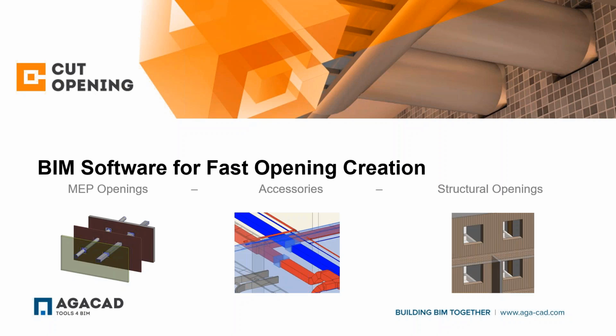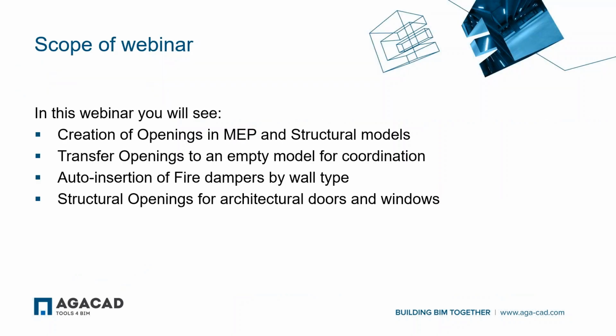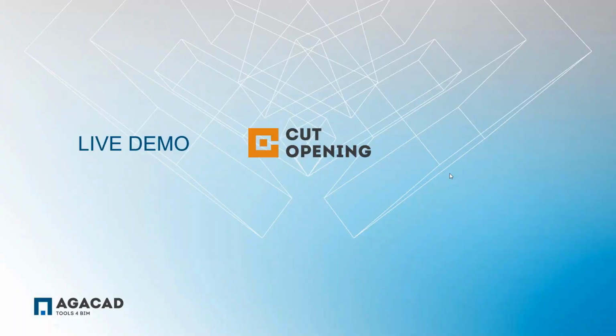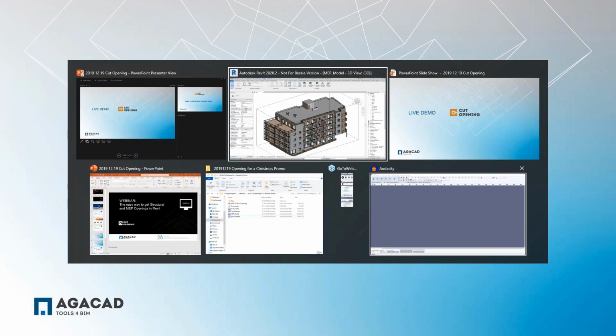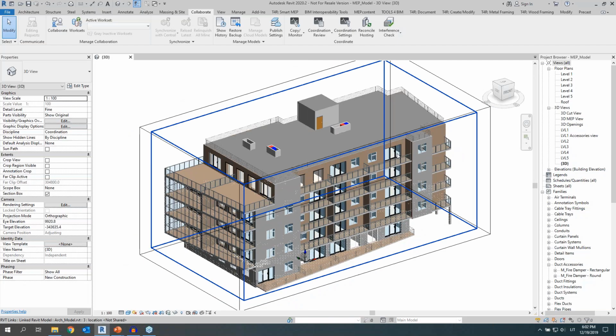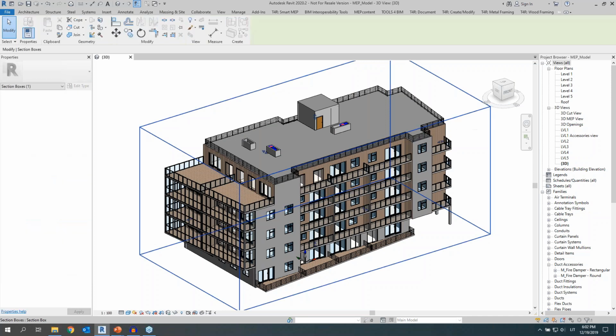It allows you to create openings for the MEP elements, and it allows you to create structural openings and a structural model according to the architectural model where windows and doors are placed. So that would be our scope for today, all the things which I've mentioned. And with that, I'll begin our live demonstration. We'll go straight to my Revit MEP project with linked architecture.